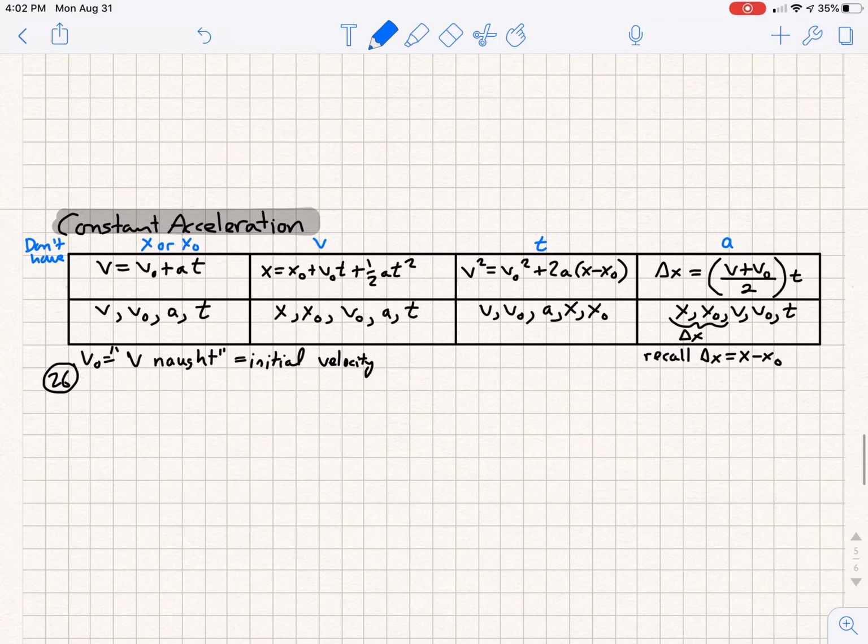That might be a helpful way of trying to figure out which equation to use. It's not necessarily which variables you have, but more importantly, which ones you don't have in the problem. You'll see this as you continue to practice many of these constant acceleration problems.